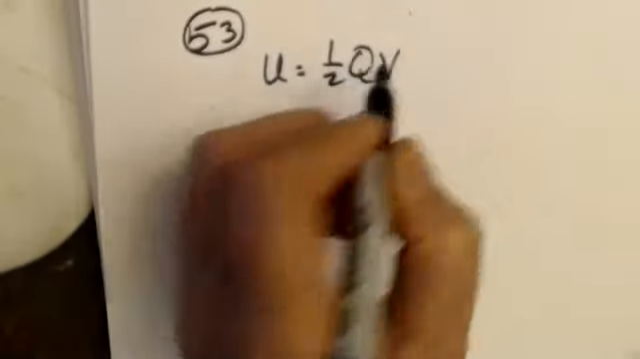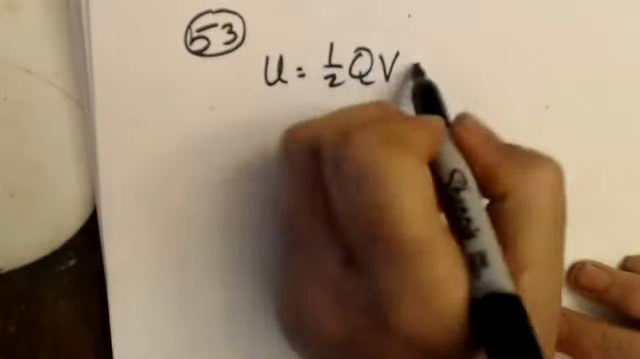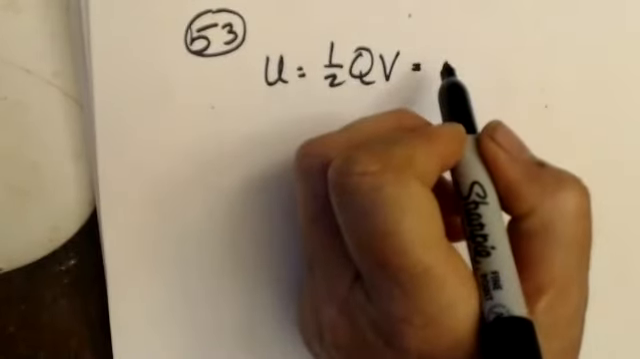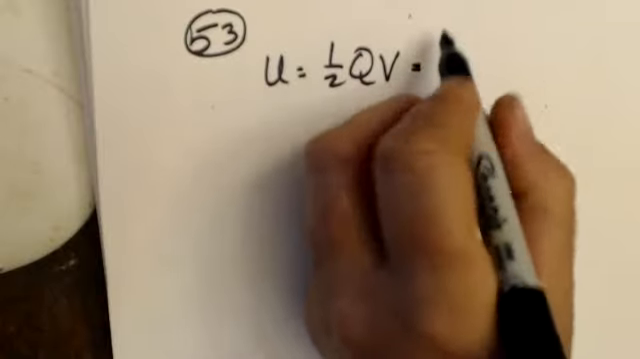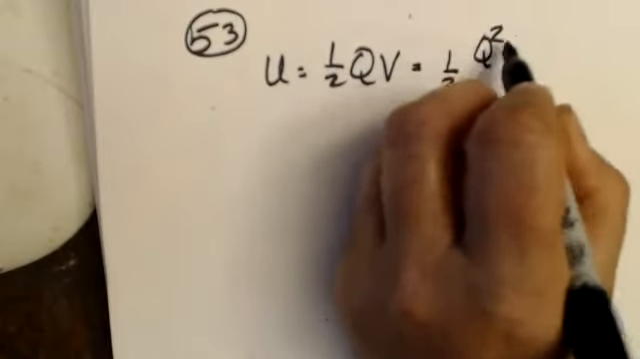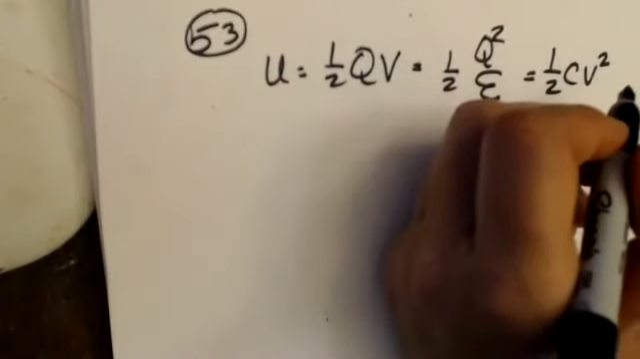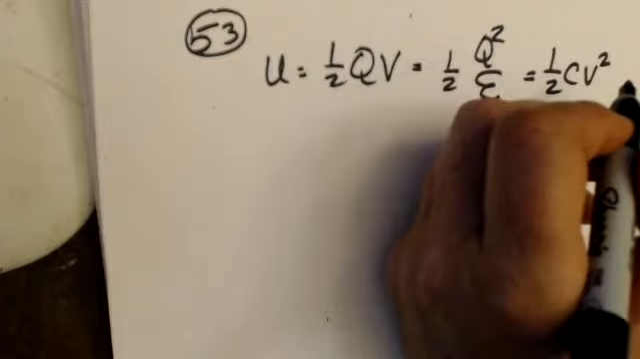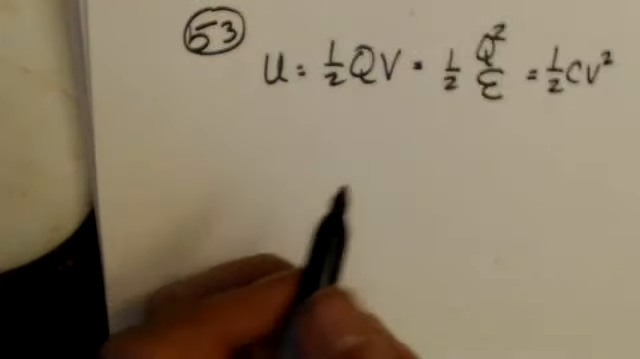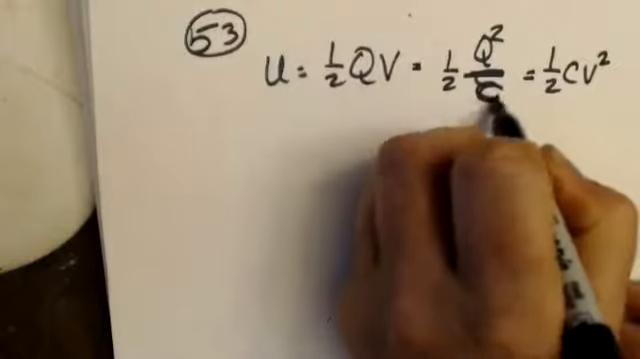When you look at the energy in a capacitor, you had some different formulas. For problem 53, one of them was the energy is 1/2 Q times V. And if you remember from your notes, another was 1/2 Q squared over C, or you had 1/2 CV squared. They all do the same thing. They just have different variables showing up in them.